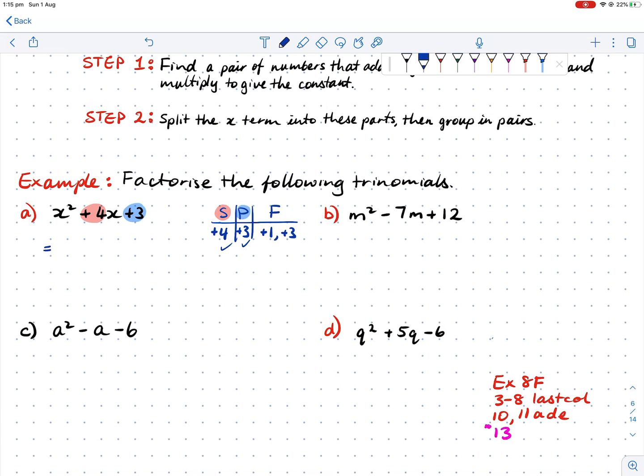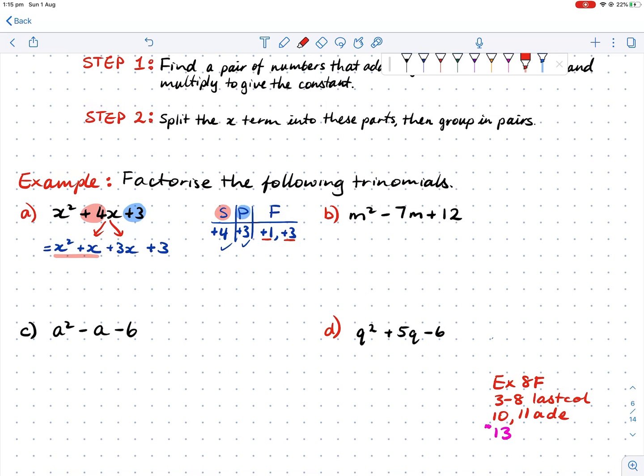What we're then going to do is take this expression, and with that 4x, we're going to split it into a 1 and a 3. So we're going to have x squared plus 1 lot of x, or just x, plus 3x, then we'll put the plus 3 on the end. So we leave the x squared there, we leave the 3 there. The only thing that we're changing is we're splitting the 4x into 2 parts.